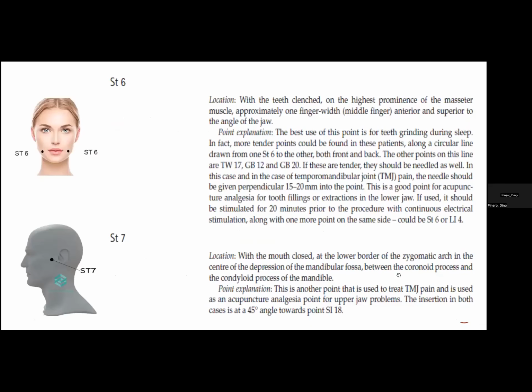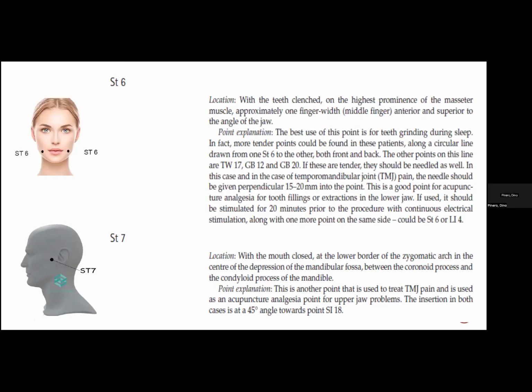Next, we have the stomach 6. Ang location, with teeth clenched, is on the highest prominence of the masseter muscle, approximately 1 finger breadth, yung middle finger, anterior and superior to the angle of the jaw. So, ito po ay bite natin yung patient, and yung higher prominence po nung dito sa may jaw, yun po yung stomach 6. Sa point explanation, the best use of this point is for teeth grinding during sleep. So, may mga pasyente na nag-teeth grinding habang natutulog. Ito, maganda po itong point.